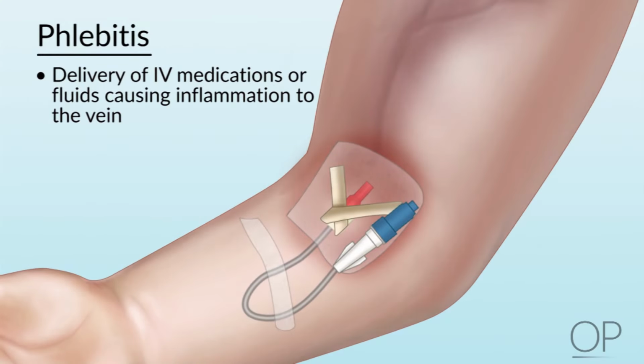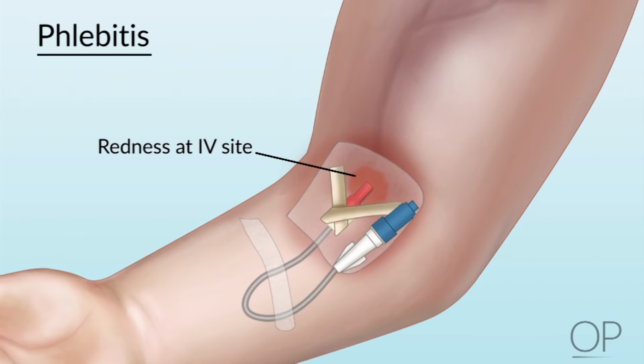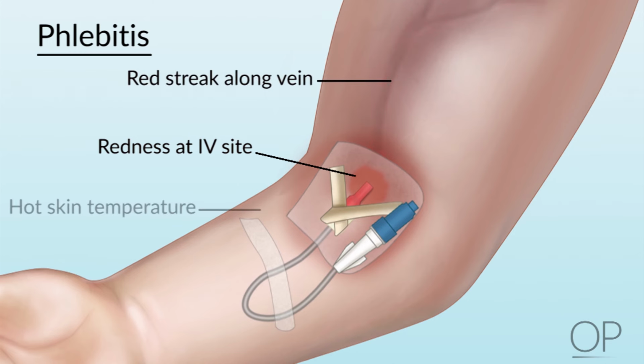Phlebitis is a little bit different. It is caused by medications or fluids that have been delivered to the patient intravenously that have caused inflammation to the vein. Indications that phlebitis has occurred include redness at the IV site, a red streak up the extremity along the vein, a hot feeling of the skin, or the vein may now feel like a hard cord underneath the patient's skin.